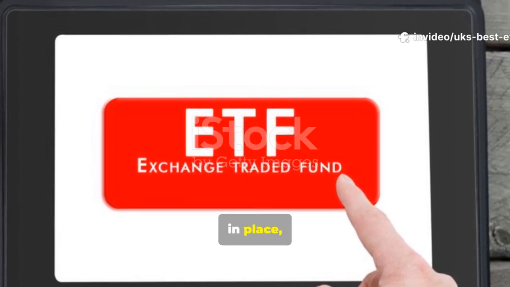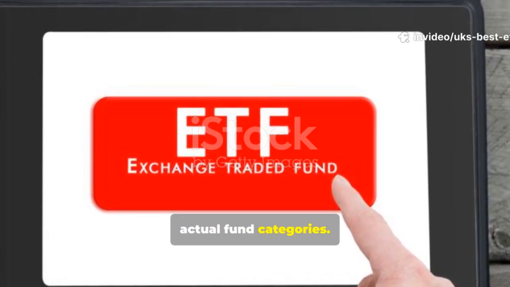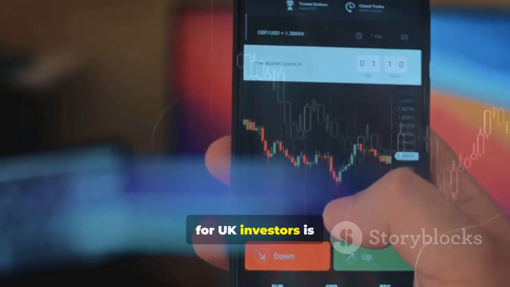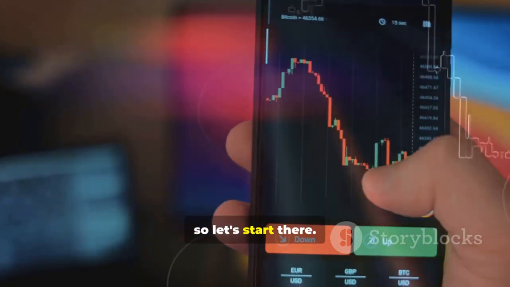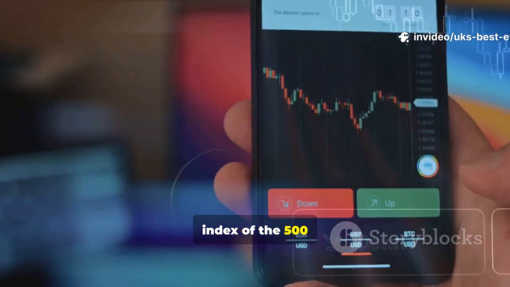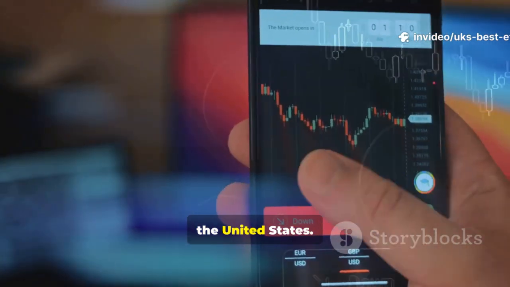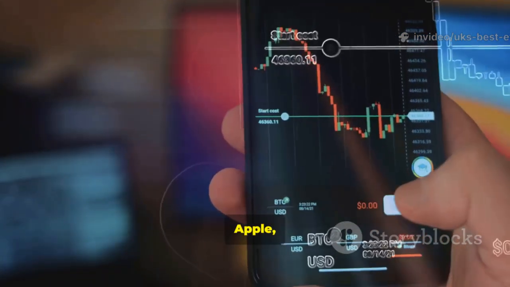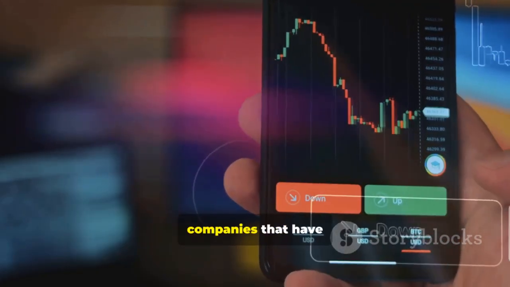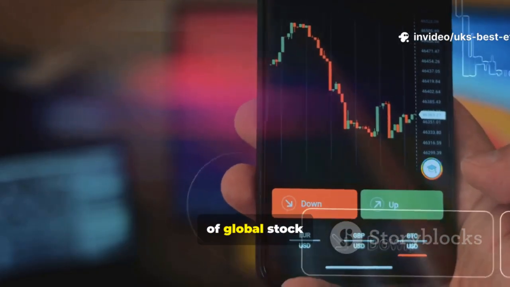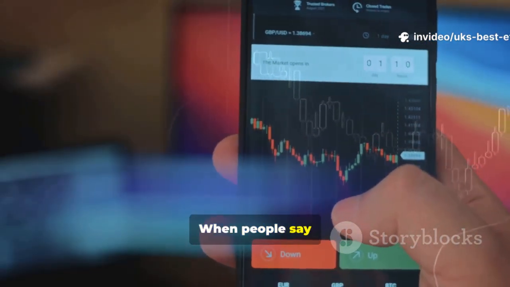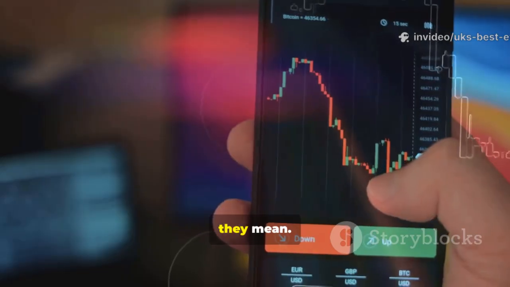With that framing in place, let's get into the actual fund categories. The most searched for and most talked about ETF category for UK investors is the S&P 500, so let's start there. The S&P 500 is an index of the 500 largest publicly traded companies in the United States. Apple, Microsoft, Nvidia, Amazon, Alphabet, Meta, the companies that have driven the majority of global stock market growth over the past decade and a half. When people say investing in the stock market, this is often what they mean.